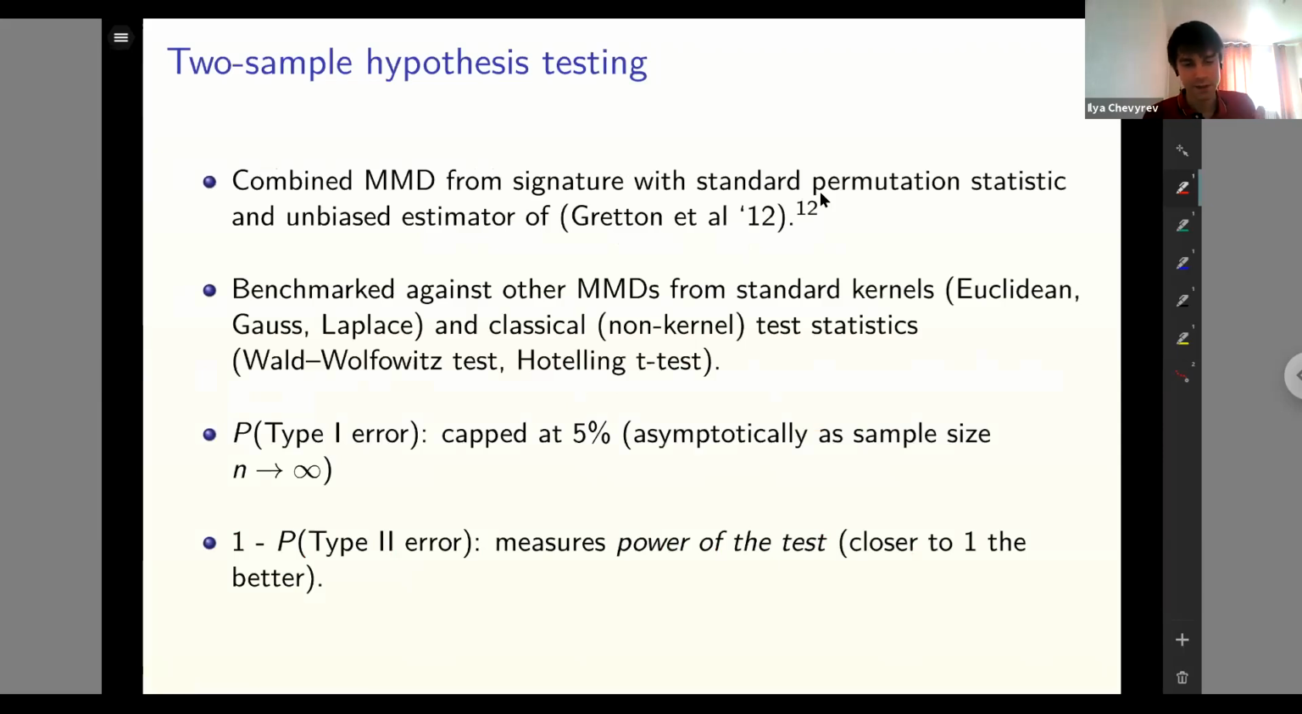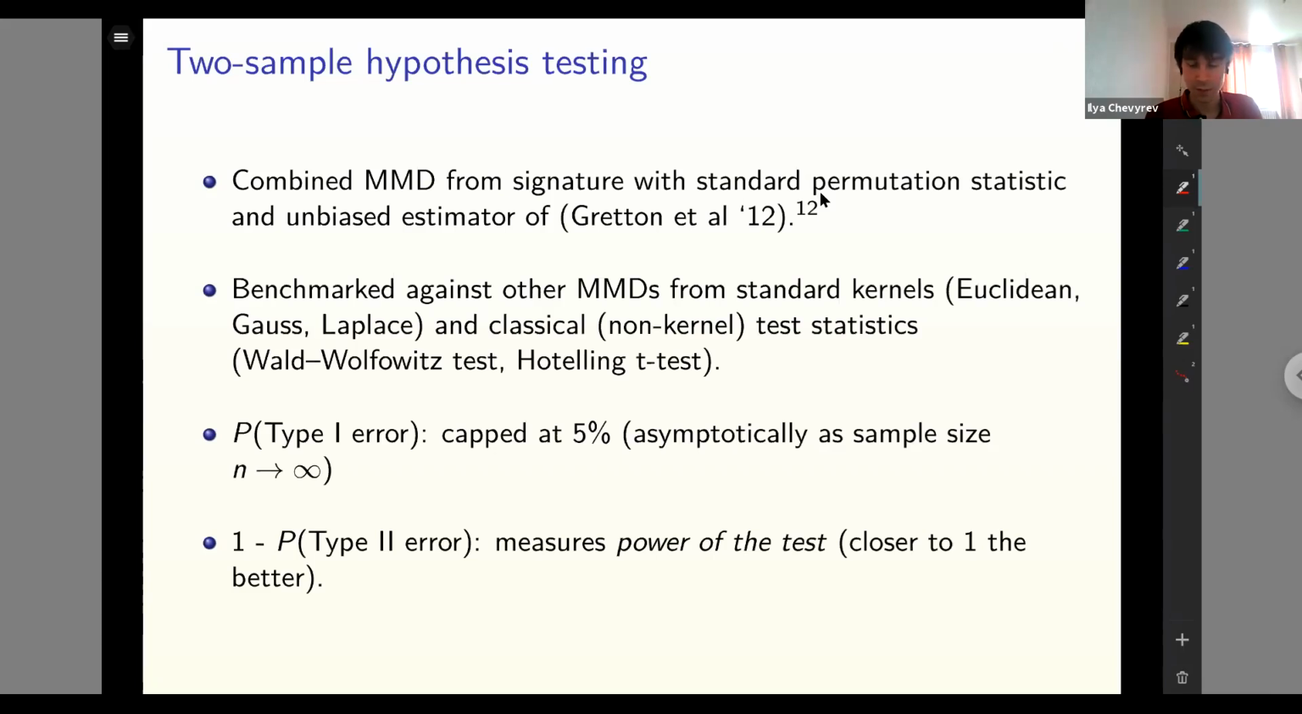So what we did was we combined this MMD from the signature that I described before, this maximum mean discrepancy, with a permutation test statistic. There was some way for us to tell what an estimate of this metric was, and when it was larger than what you would expect. Also with this unbiased estimator that I presented before.